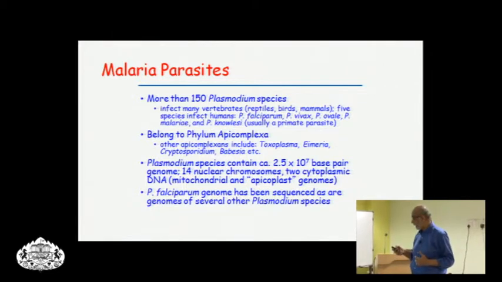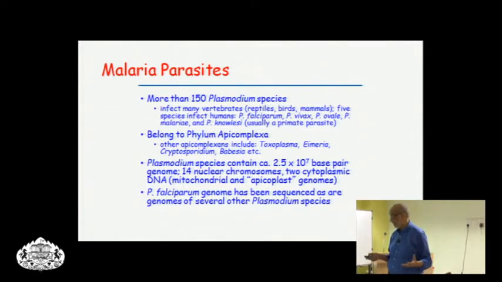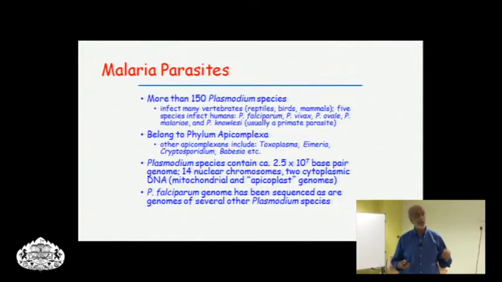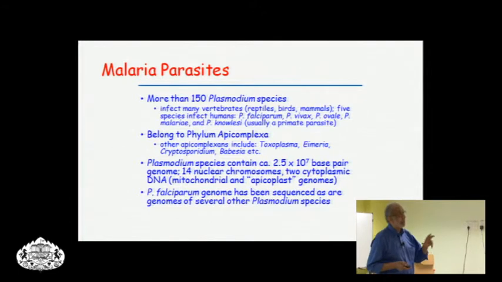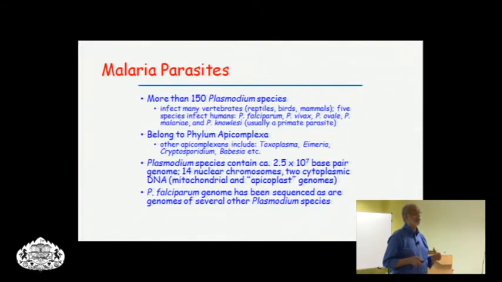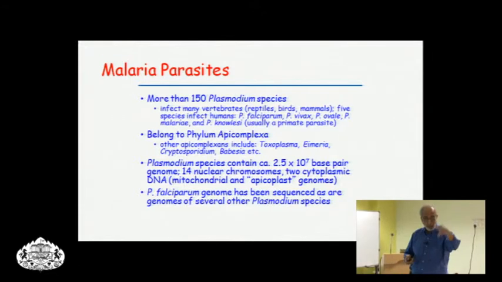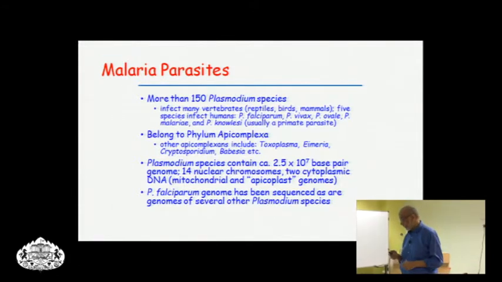And then there are others such as Plasmodium ovale and Plasmodium malariae, which are not as common, but are still found in significant numbers. And Plasmodium knowlesi, which is actually a primate parasite, which in Malaysia has been shown to be infecting human beings as well. More of a forest kind of malaria. People go in the forest and get malaria from the mosquitoes over there.